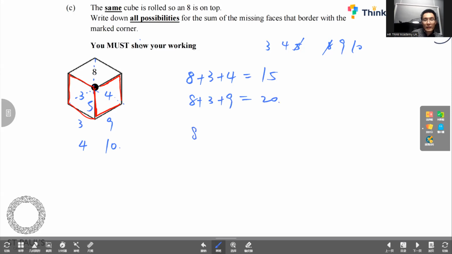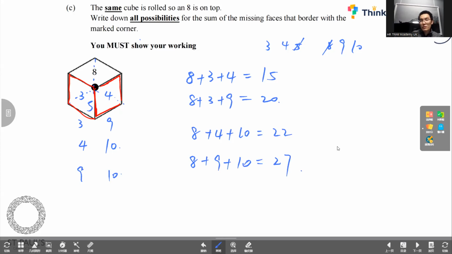If we have 8 plus 4 plus 10, we will have 22. And yeah, we can have 8, 9, and 10. Yeah, that's right. So 8 plus 9 plus 10 is 27. Well, another way to think of it is you can write down all the possible combinations.